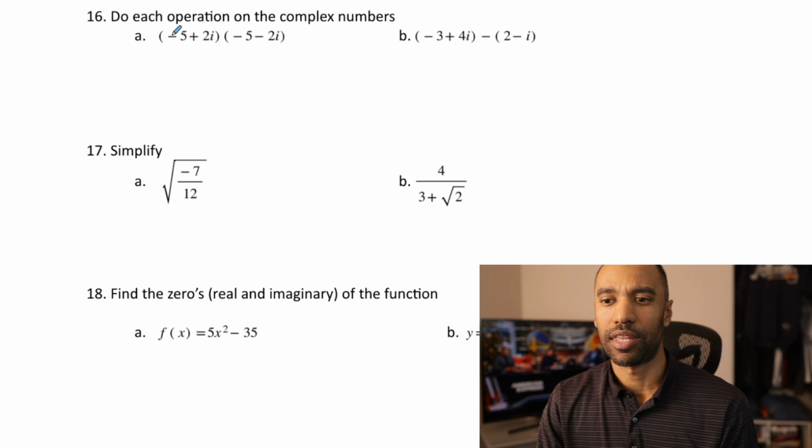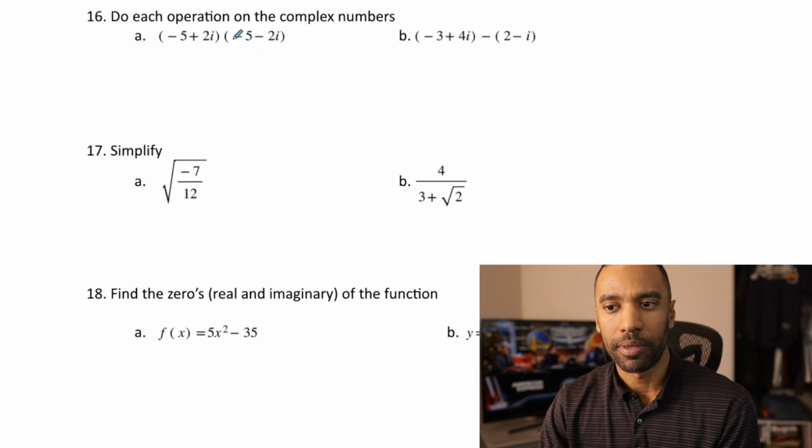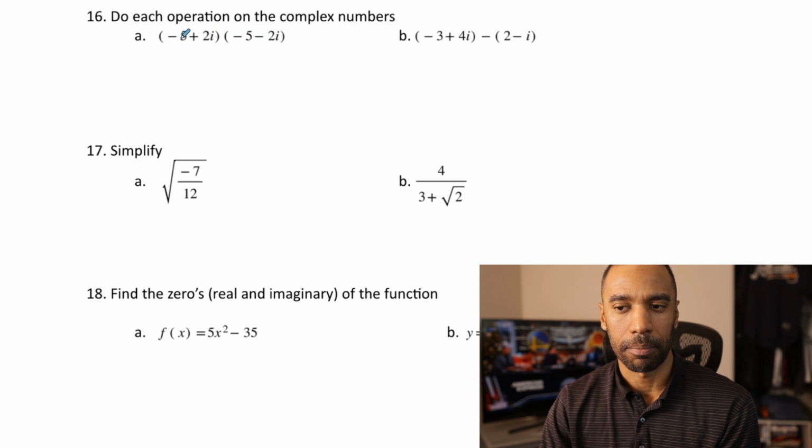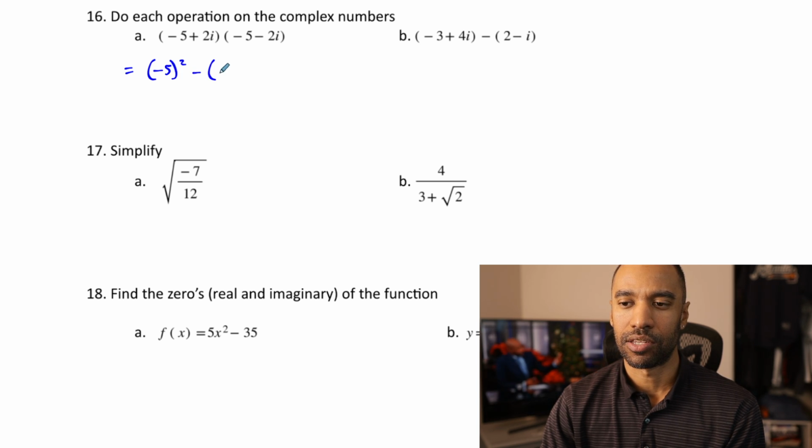Do each operation on the complex numbers. I could FOIL, but this is a difference of two squares thing. These are complex conjugates, a plus b, a minus b. So this is going to be a squared minus b squared.